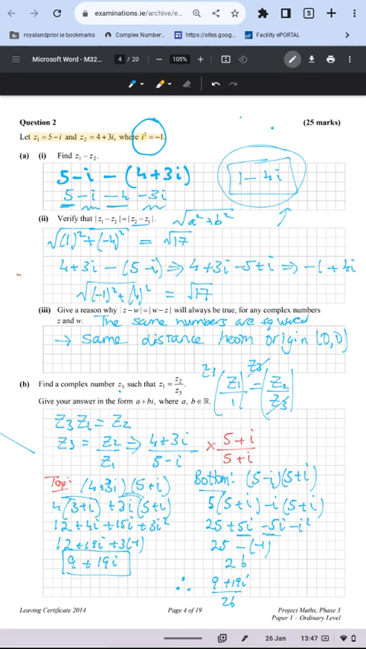Oh, jeez, I can't even read my own writing. That's a 5 there. 4 5s are 20. As you see there, the bracket was 5 plus a in the second one. 20 minus 3. 17 plus 19a over 26. 17 plus 19a over 26.